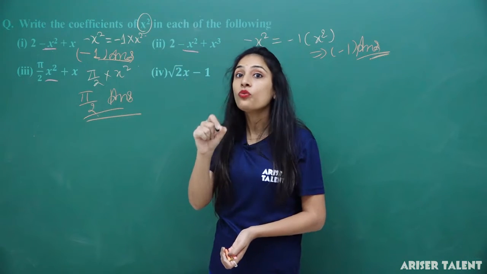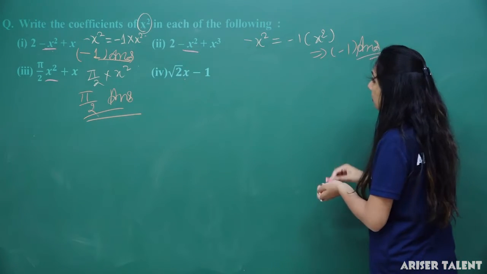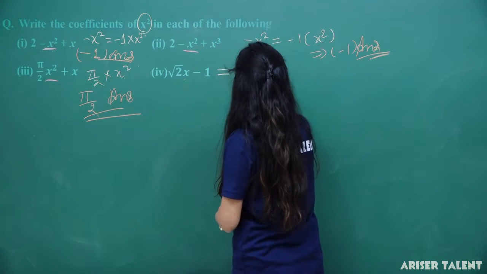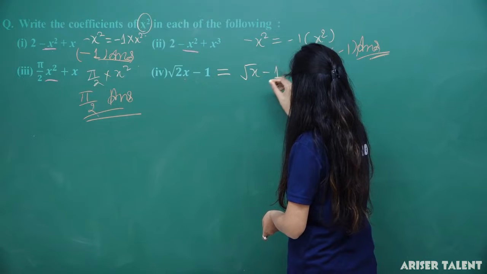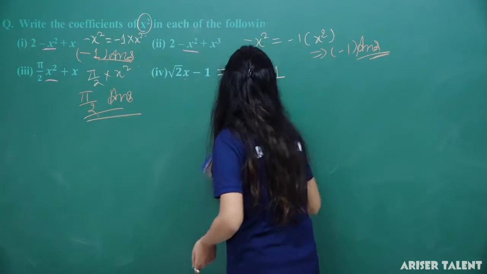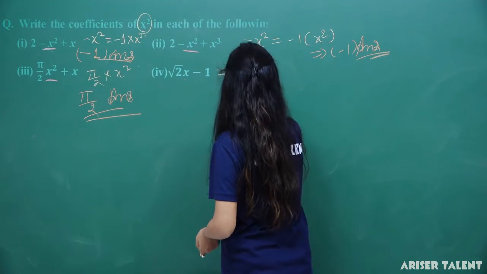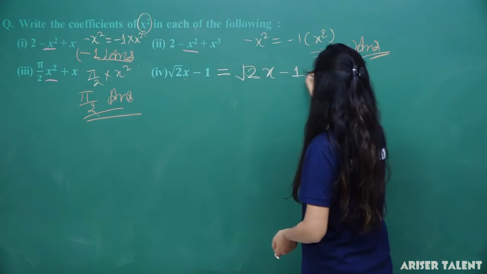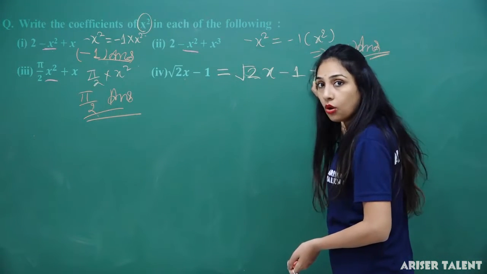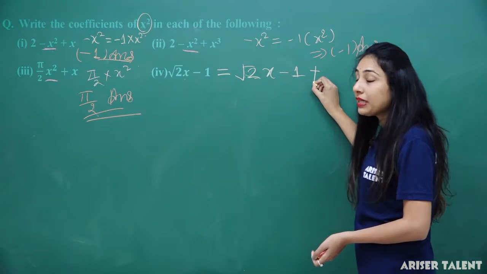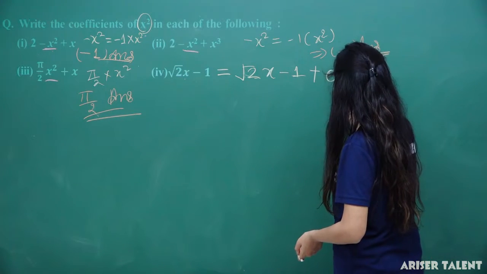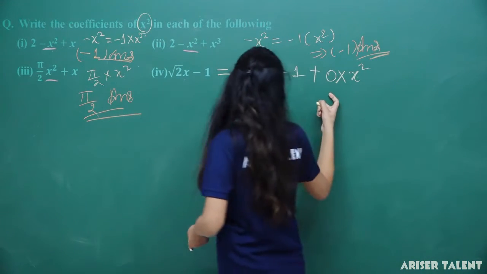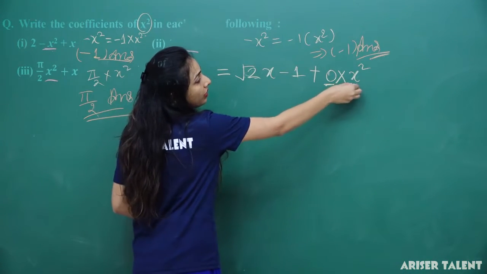No. Why? Because that can be written as root 2x minus 1 plus or minus whatever you want to write, but I can write it like 0 multiplied by x square. That means the constant is 0 here with the x square.